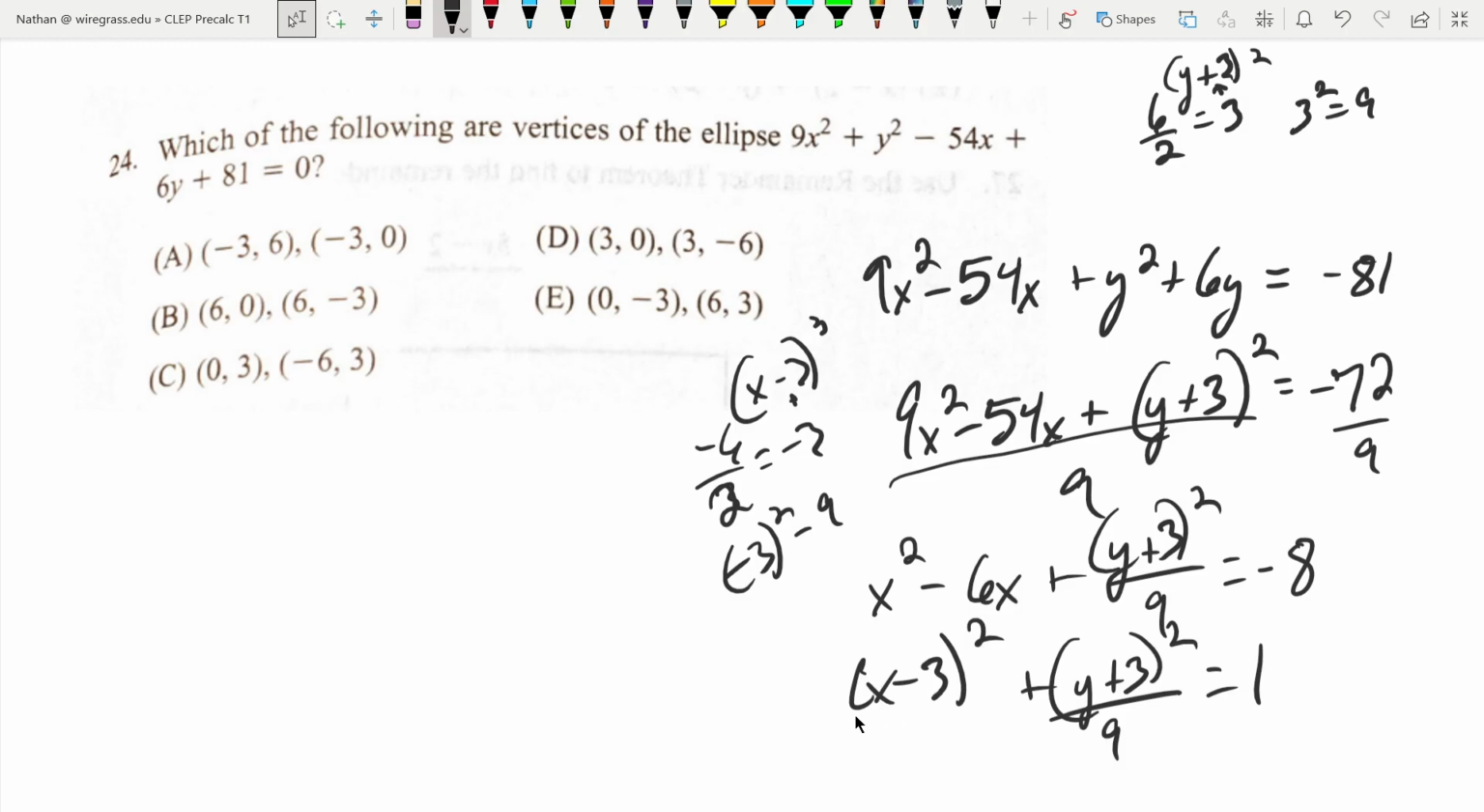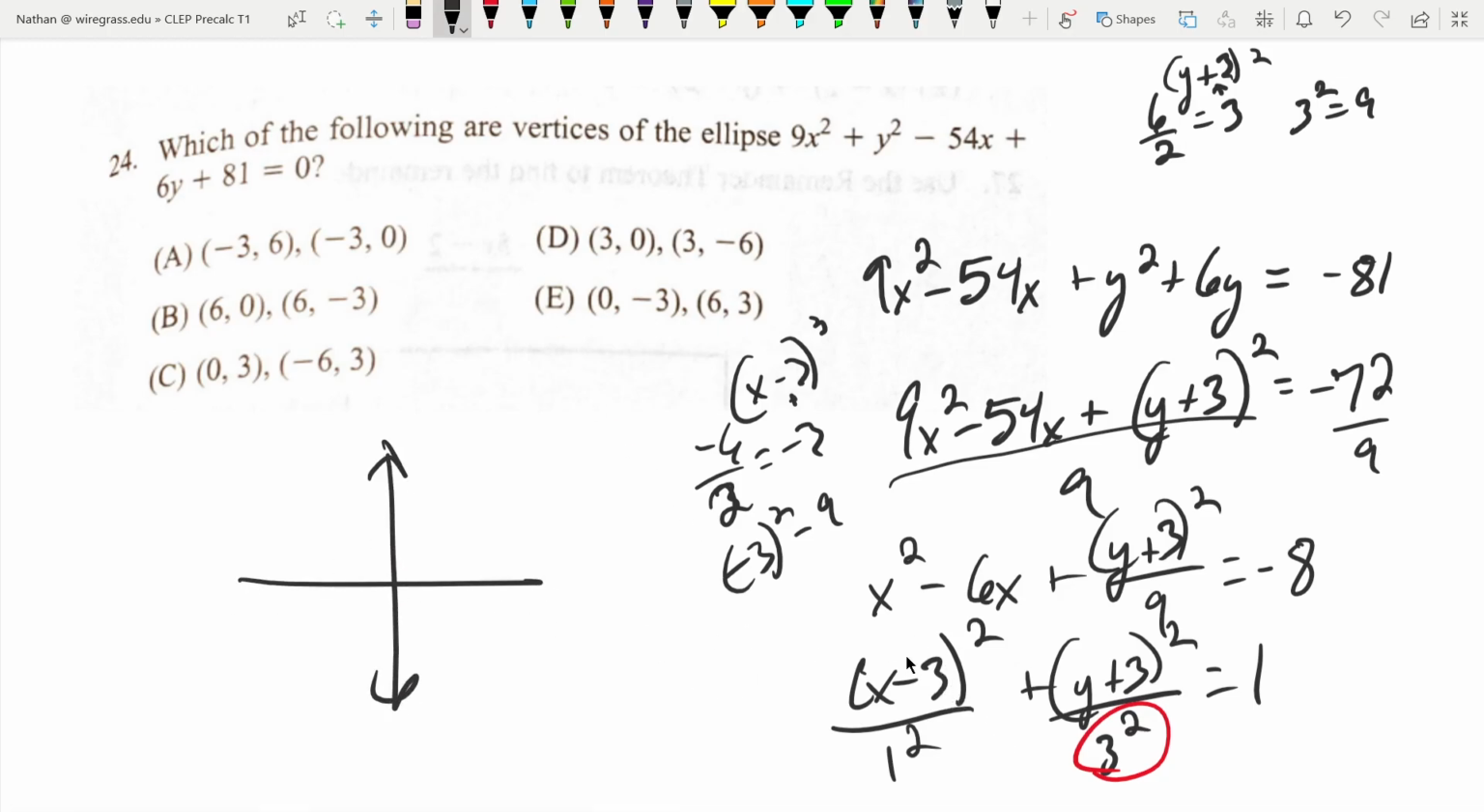So underneath the x value, we have a division by 1, and underneath the y, we have a division by 9. This is the same thing as 1 squared and 3 squared. That's important because it tells us the lengths of the axes. We have the larger one underneath the y, meaning that this is going to be a vertical ellipse in some fashion.